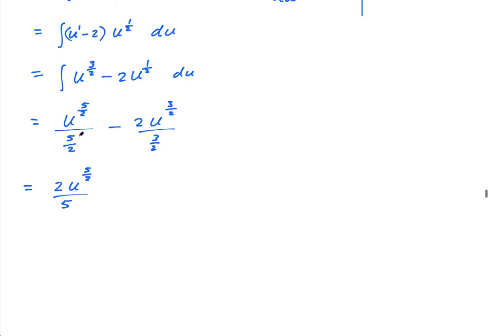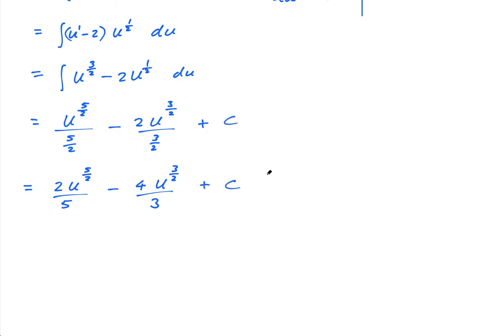Because I'm dividing by the fraction, dividing by 5 over 2, I flip it and multiply, so it becomes 2 over 5. And then minus similar thing here. I'm going to flip this, which will make 2 times 2, which is 4u to the 3 over 2 all over 3. And look, notice I've forgotten my plus c. That's twice I've done that.